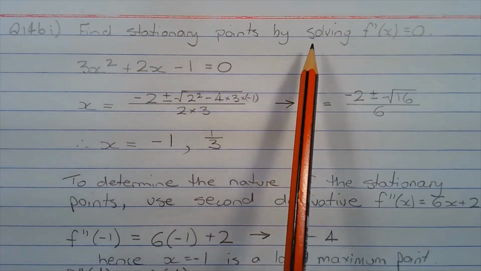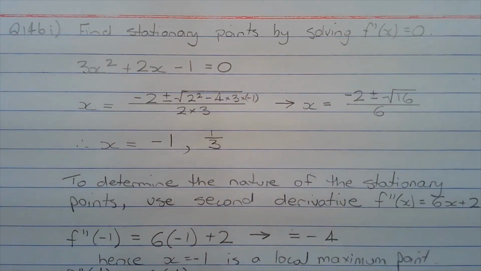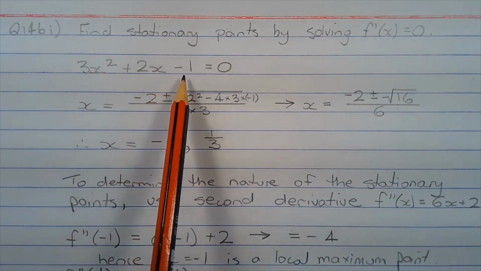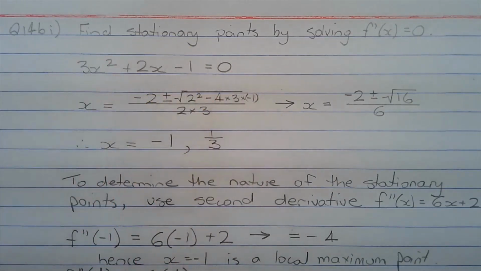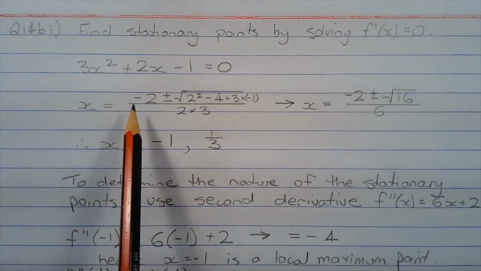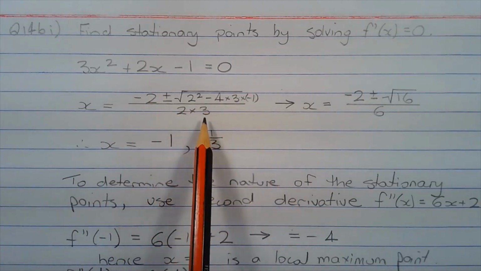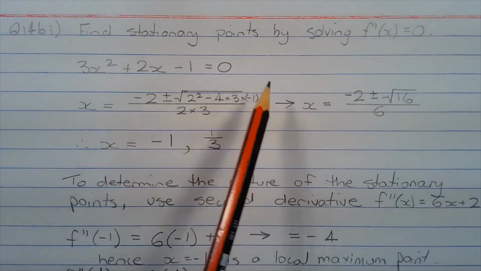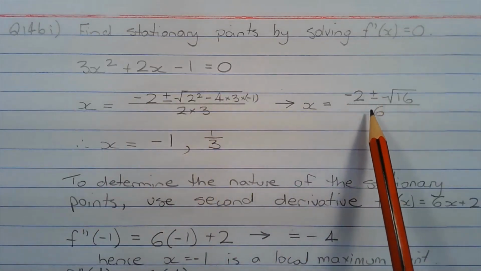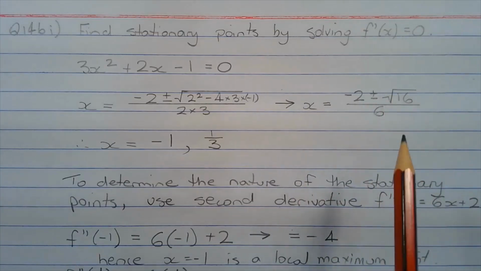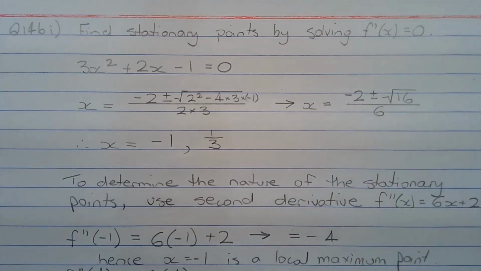Find the stationary points by solving f dash of x equals 0. Now f dash of x represents the first derivative, and in this case it's 3x squared plus 2x minus 1. So we're going to solve the equation 3x squared plus 2x minus 1 equals 0. And this happens to be a non-monic quadratic trinomial. So using the quadratic formula, we have x equals negative 2 plus or minus the square root of 2 squared minus 4 times 3 times negative 1 over 2 times 3. And simplifying the right hand side, we get x equals negative 2 plus or minus the square root of 16 over 6. And the square root of 16 is equal to 4. And therefore, x equals negative 1 or 1 over 3.